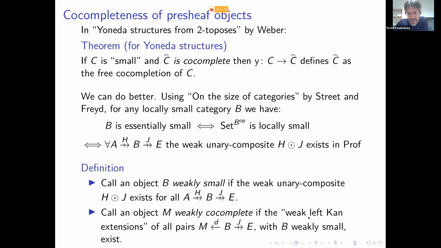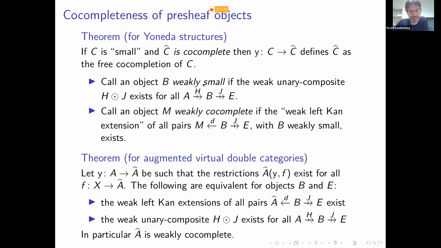And again, I cannot tell you what these left Kan extensions are. It will be a vertical morphism from E into M, right? So these two notions we use: weakly small for an object, and weakly co-complete for an object.